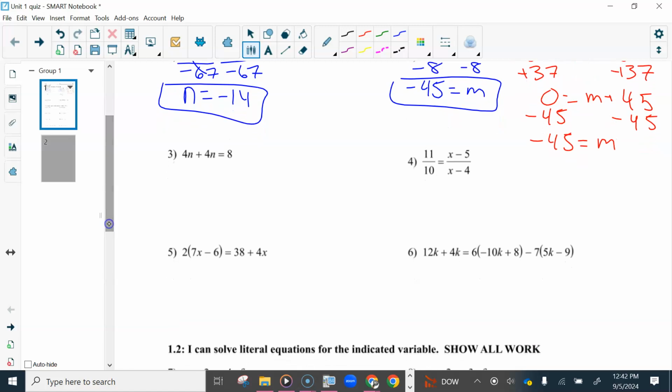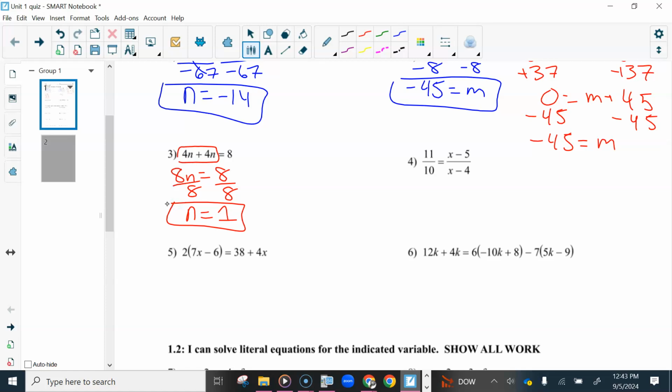Number 3, we should have combined these two, did exactly what it said, added 4n and 4n, because they're like terms, to get 8n. And then divided both sides by 8.